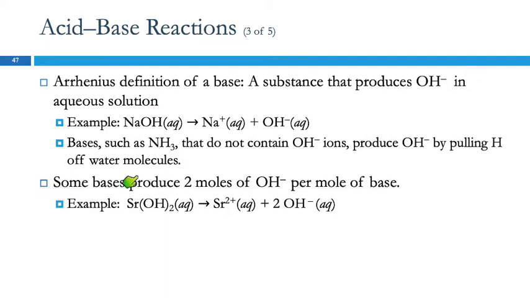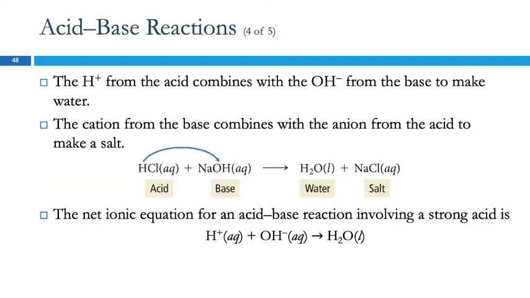There are some bases that will make 2 moles of hydroxide. So Sr(OH)2. When that dissolves, you're going to get 1 mole of strontium ions and 2 moles of hydroxide ions. But there's no cool name for that, like diprotic. There's no name for bases that do that. So acids produce hydrogen ions in solution, which are really riding on a water molecule, and bases produce hydroxide ions.